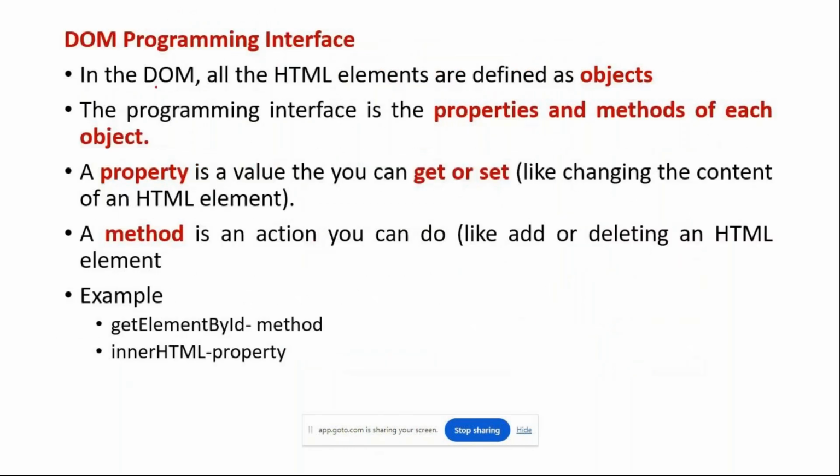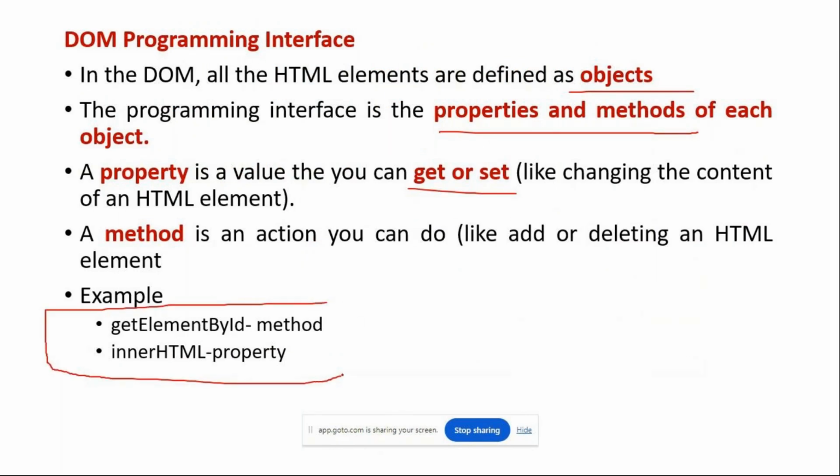Then we have defined object. Object means it consists of both properties and methods. It has methods like get or set. Two important methods we are going to see: one is the getElementById method, and another one is the innerHTML property. We'll see about these two in forthcoming slides.